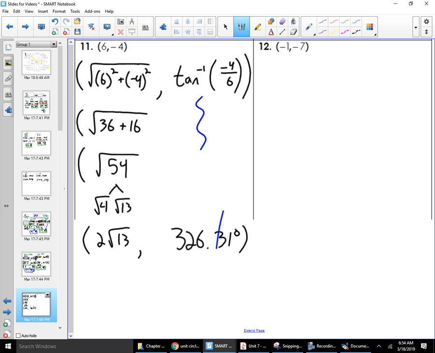Again, skipping a whole lot of work there. Thanks, calculator.